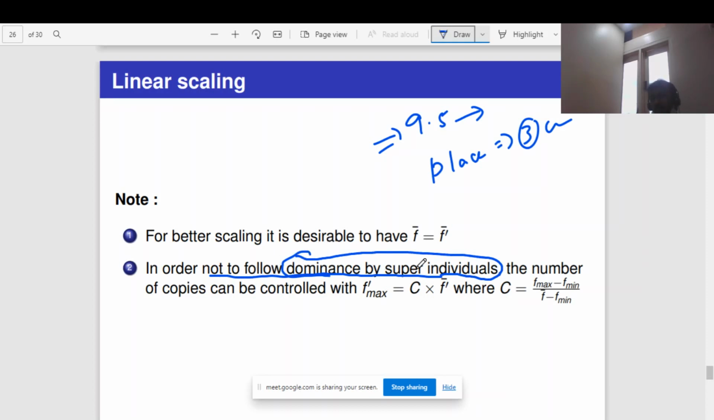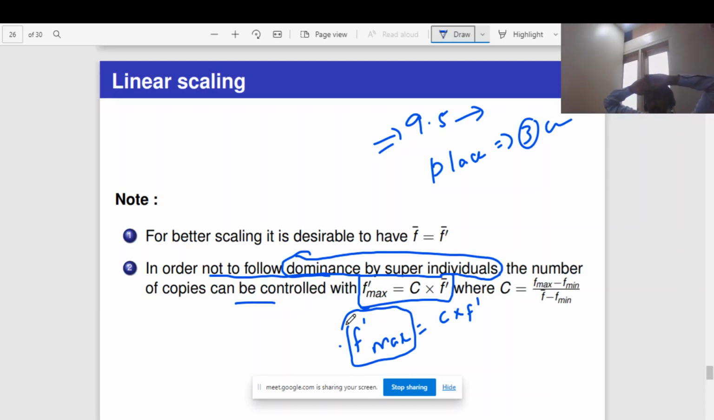In order not to follow dominance by superior individuals, the number of copies can be controlled by this formula. So for one superior individual, how many times can he occur? He can occur this much time, f dash max. He cannot go beyond f dash max. So f dash max is equal to c into f dash, where c is equal to f max minus f min divided by f dash minus f min. Are you getting? So a superior individual, that is an individual with a very good fitness score, will not be selected more than this many times. Okay.